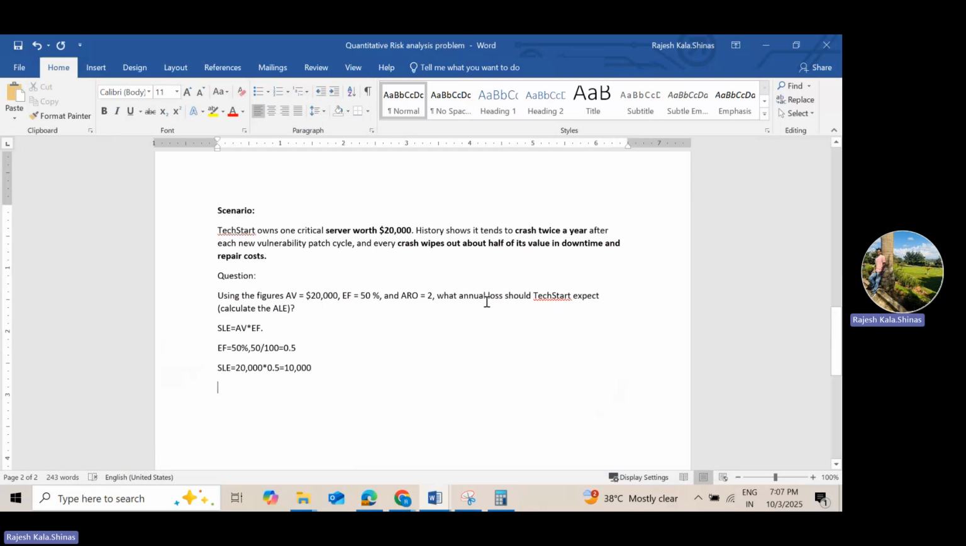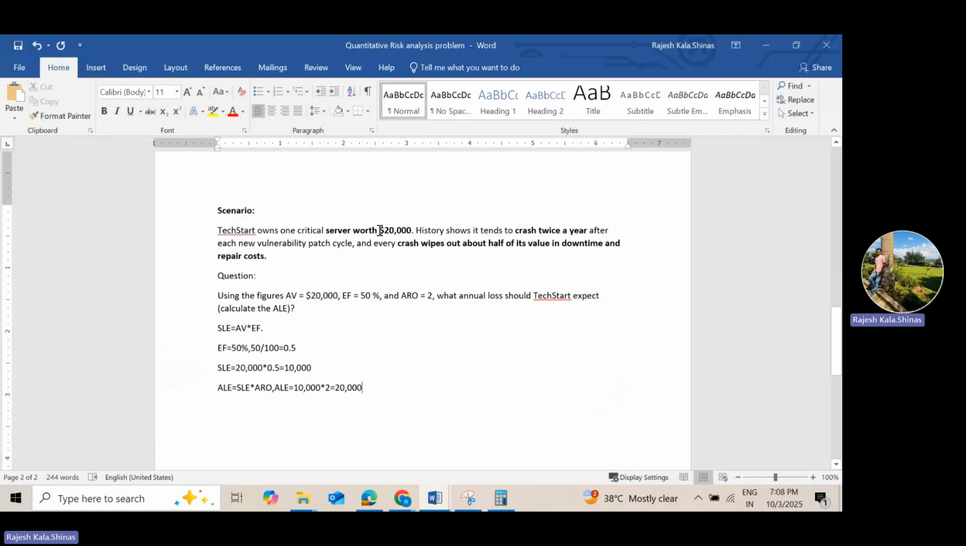Now what do I need? The annual loss, ALE. ALE equals SLE into ARO. ARO means annual rate of occurrence. How many times will this happen in 1 year? 2. So ALE equals SLE, which is $10,000, into ARO, which is 2. So it will be $20,000. This is how you calculate ALE.